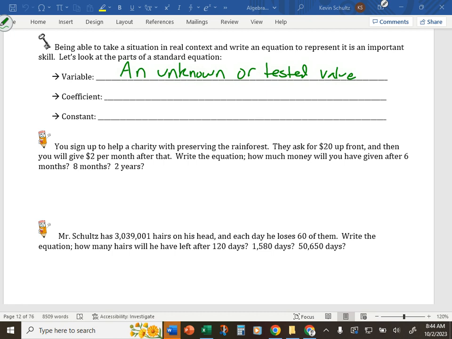Just like in a science experiment, right? A variable is something that you can potentially change. It's something that you're testing.